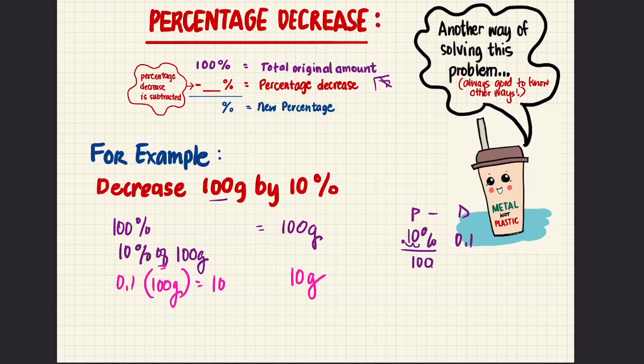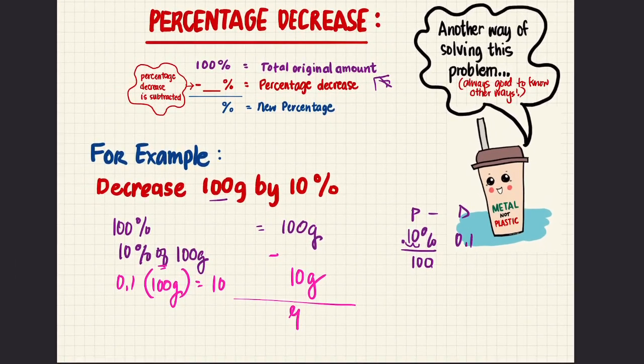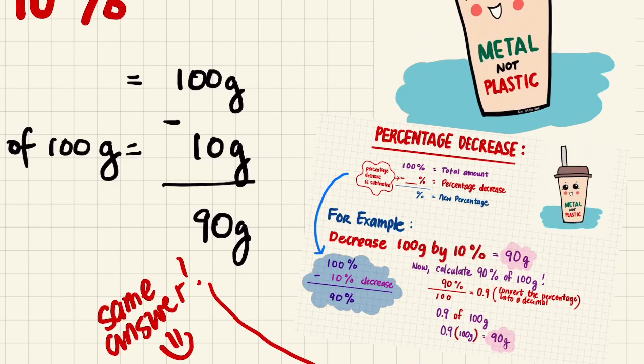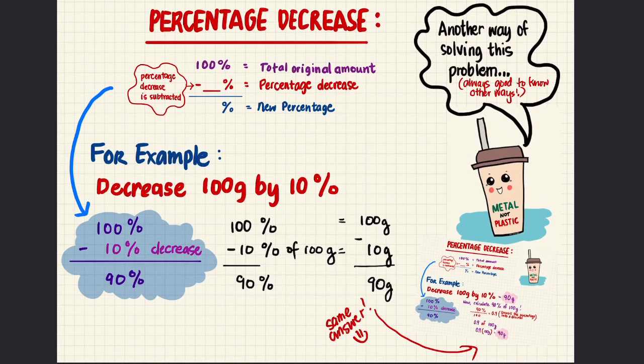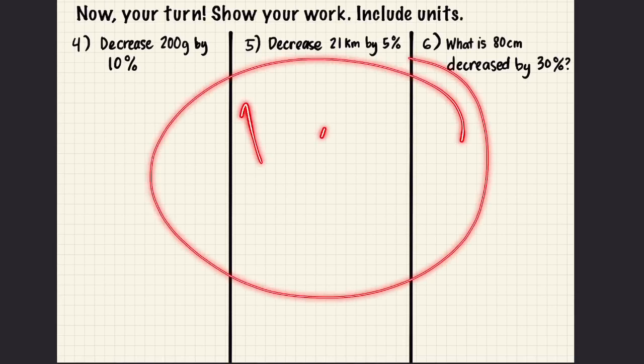Now, since it is a percentage decrease, you know we have to subtract. So what's the answer? 100 grams minus 10 grams is 90 grams. Now, did we get the same answer? Yes, we did. 90 grams, 90 grams. So both ways will give you the same answer. Use what you're comfortable with, but it's always good to know two ways rather than one. And you have 3 more questions to go with that. Hope you understand this unit. Bye-bye.